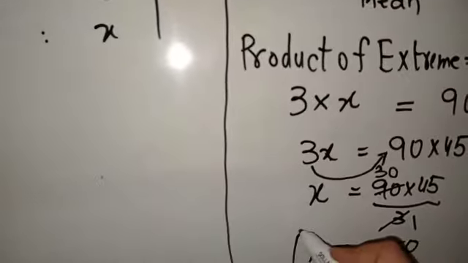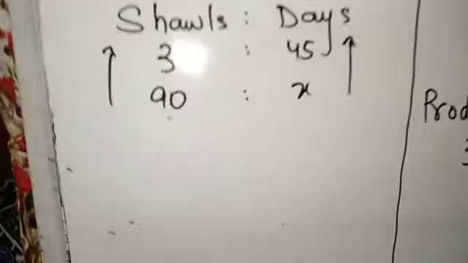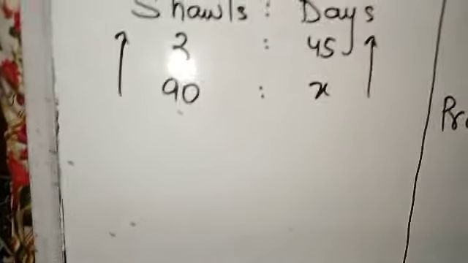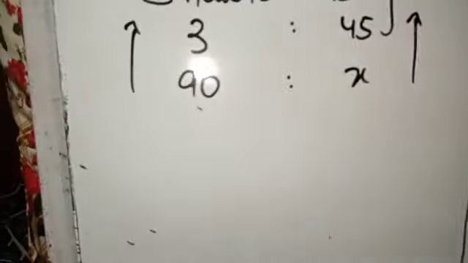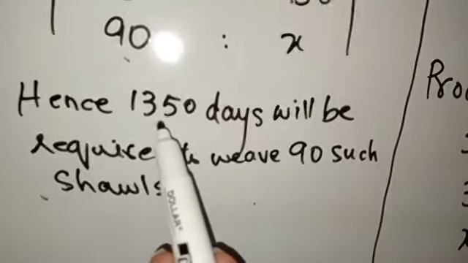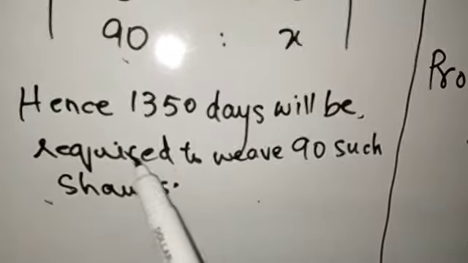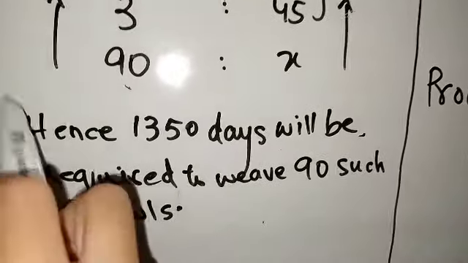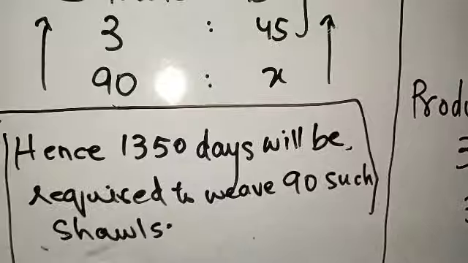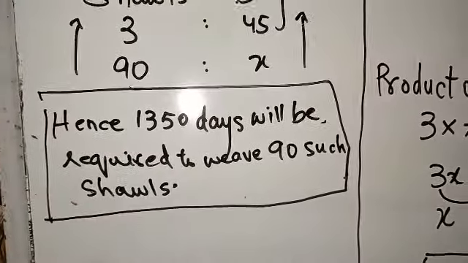Now how will you write your answer? I will write my answer also in the form of a statement, because a word problem is given to me. I will write in this manner. Hence, 1350 days will be required to weave 90 such shawls. You will write your answer in this form, in the form of statements.